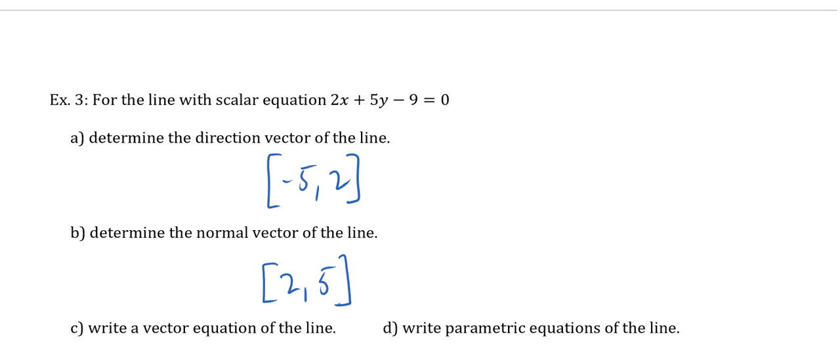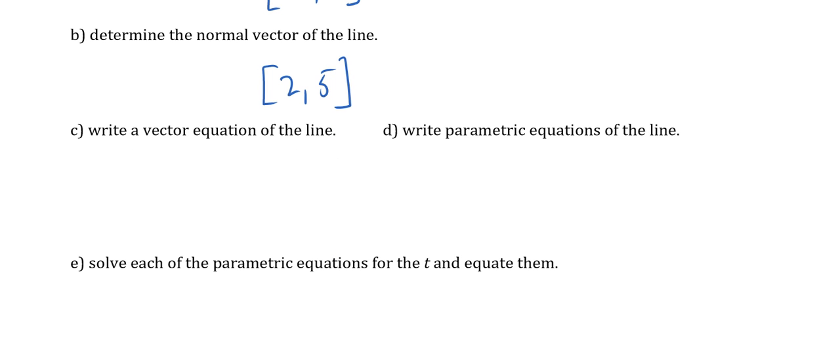Write a vector equation of the line, write parametric equations of the line. You can go ahead and start those. For vector equation, what do we need? That was the very first thing that we did. We need a position vector and the direction vector. We already have the direction vector, position vector. In other words, a point on the line. So you've got to figure out a point. How are you going to do that?